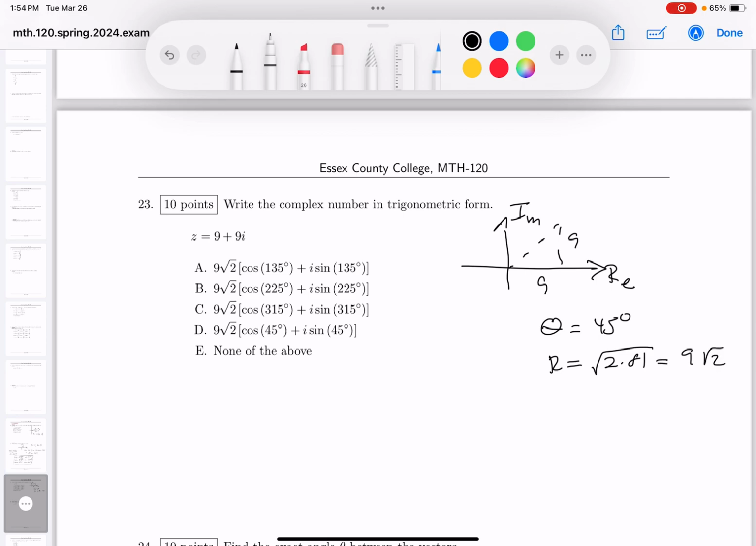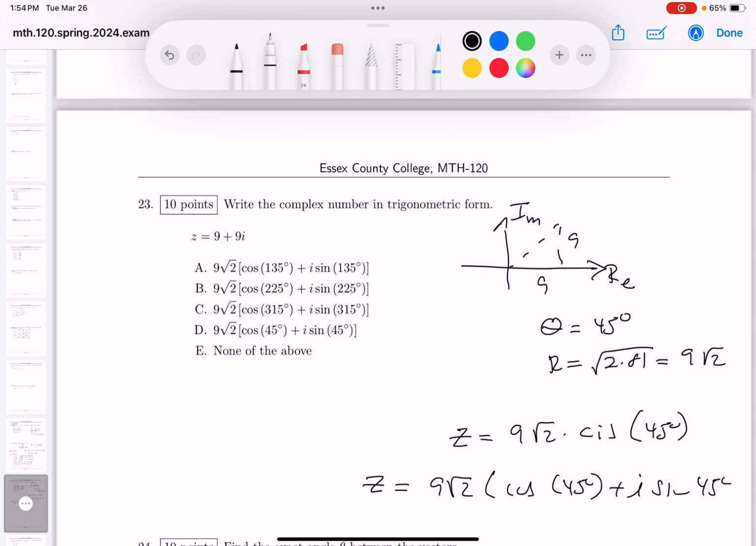So let's write the complex number down. And the complex number is still going to be z. What's the r? It's 9 root 2. I do prefer to write down cis, and that's going to be 45 degrees. Now, what does that mean to me? z is equal to 9 root 2 times cosine of 45 degrees plus i sine of 45 degrees.